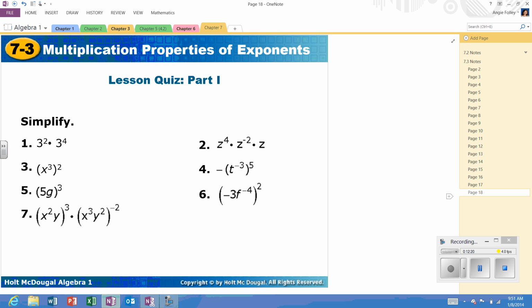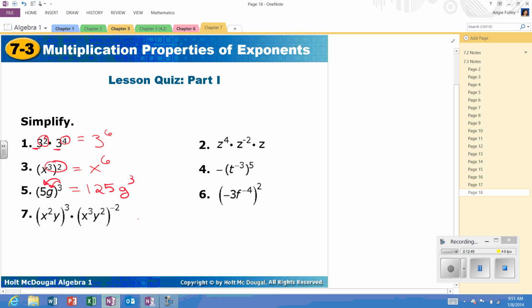Okay, so we're going to simplify. With this first one, it has the same base and we're multiplying, so we're going to add exponents. So that's 3 to the 6th. This one, because it's a power to a power, we're going to multiply exponents. So 3 times 2 is 6, so that's x to the 6th. In this case, we've got to make sure we apply it to everything inside. So it's going to be 5 cubed and g cubed. 5 cubed is 125, and then g cubed.